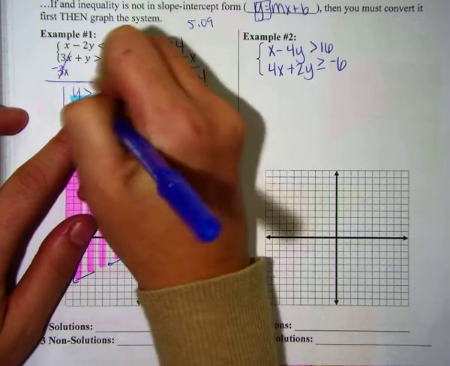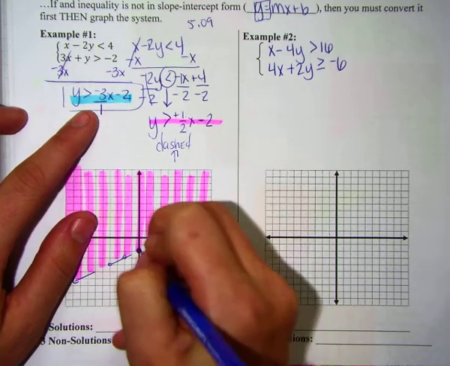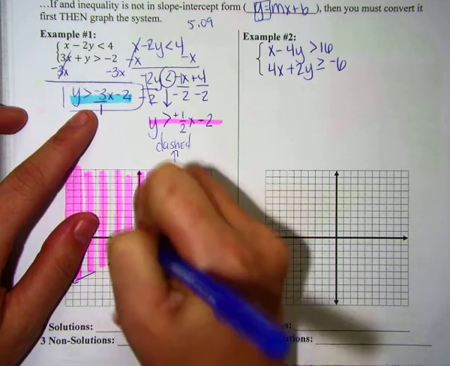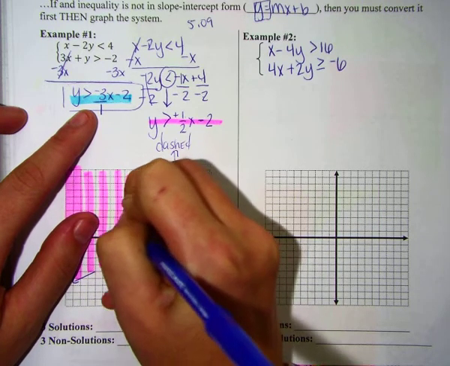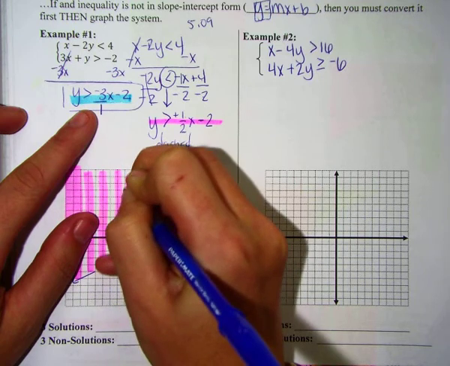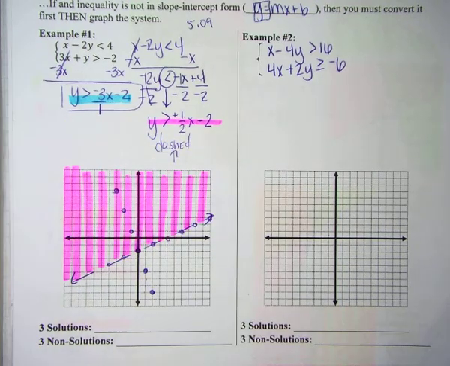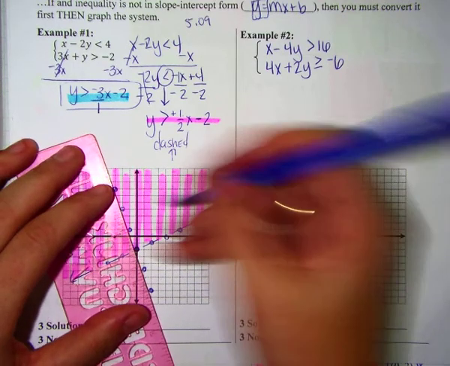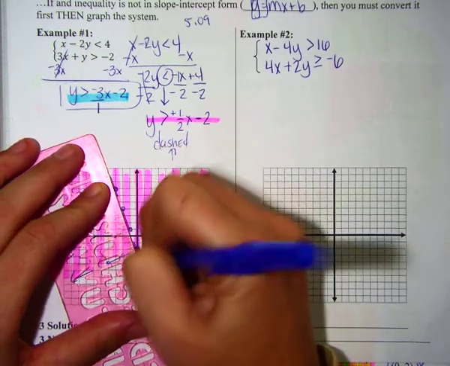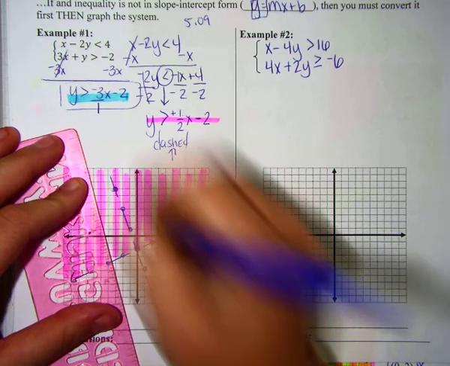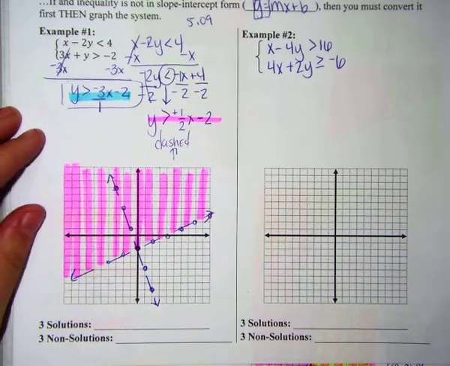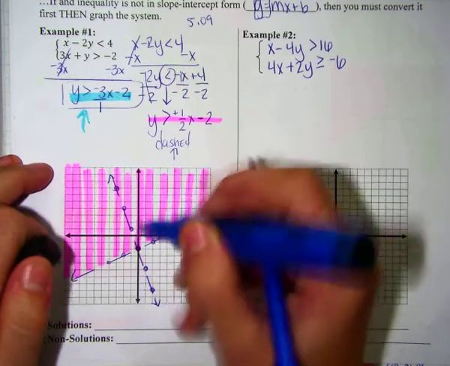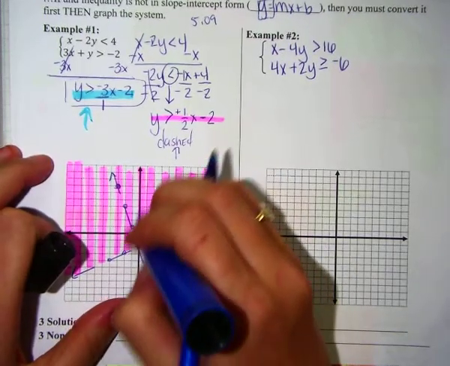Now my slope is negative 3 over positive 1. Down 3, right 1. Up 3, left 1. Since it's strictly greater than, it will be a dashed line. And then, because it's greater than, I'm going to shade up from the y-intercept.